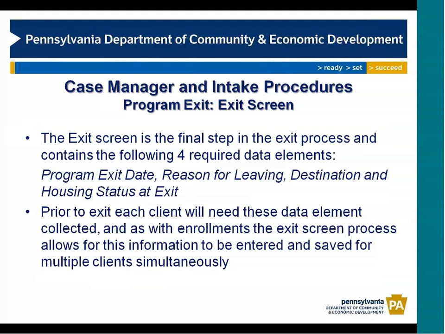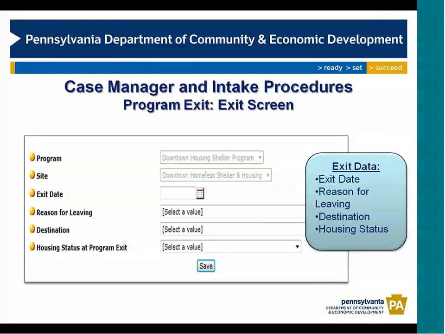Now, once you've gone through another assessment loop, everything's collected. The exit screen is the final step in the exit process, and it does contain 4 required data elements. The program exit date, the reason for leaving, the destination, as well as the housing status at exit. And we kind of have the same process as the enrollment that every client needs to have all these data elements collected for each client, and each set will be associated to each individual program record, but the system also allows the flexibility to collect the same data elements at the same time, or each of them independently. And we'll kind of show you the quick loop again.